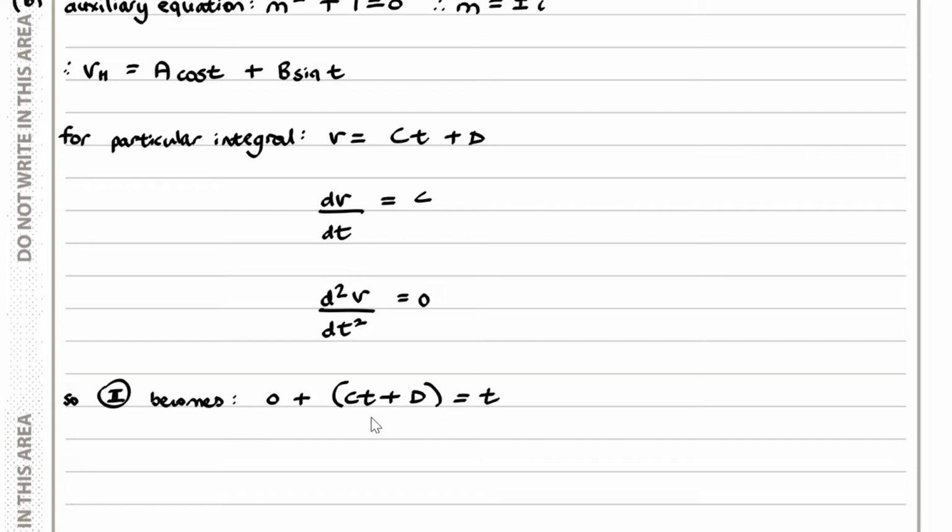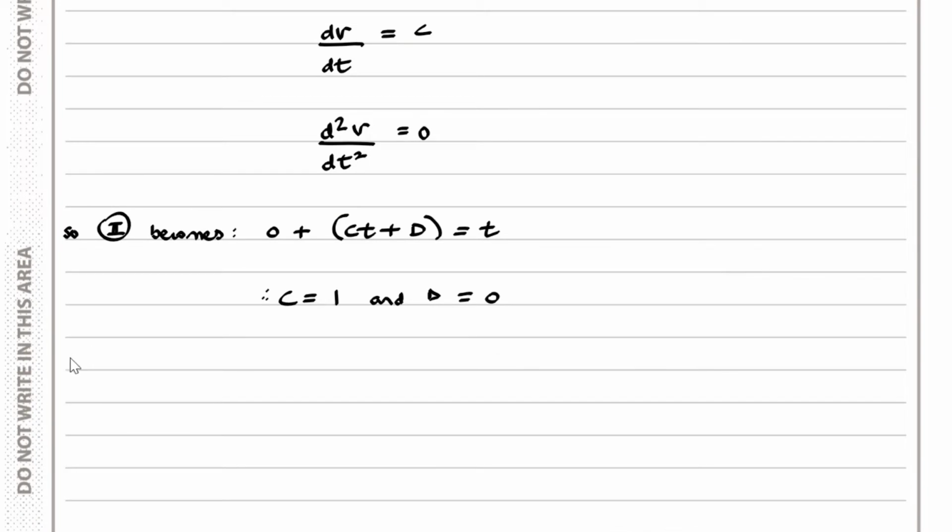It becomes quite obvious if we compare coefficients. Comparing the t terms, we have ct on the left hand side, t on the right hand side. c is equal to 1. Comparing the number terms, d is equal to 0. And therefore, our particular integral, vpi, is equal to t.